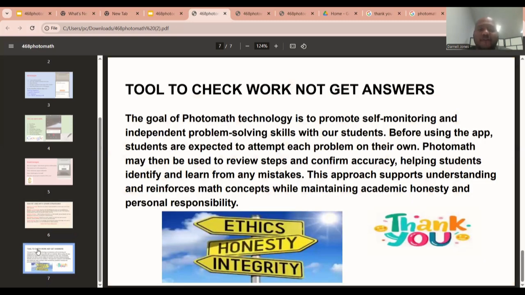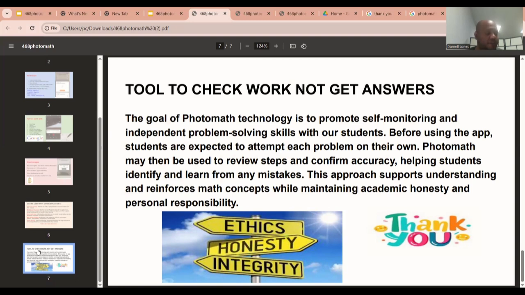Now, I just want to let everybody know that PhotoMath is a tool to check work, not to get answers. The goal of PhotoMath technology is to promote self-monitoring and independent problem-solving skills with our students. Before using the app, students are expected to attempt each problem on their own. PhotoMath may then be used to review steps and confirm accuracy, helping students identify and learn from any mistakes. This approach supports understanding and reinforces math concepts while maintaining academic honesty and personal responsibility.